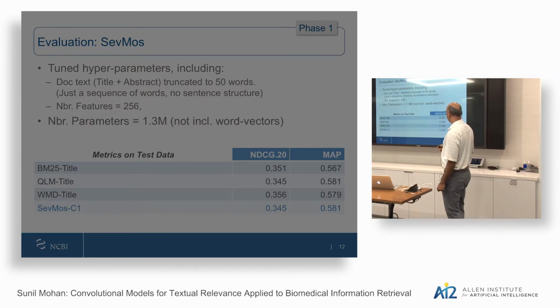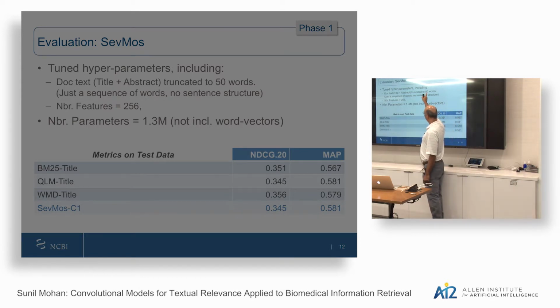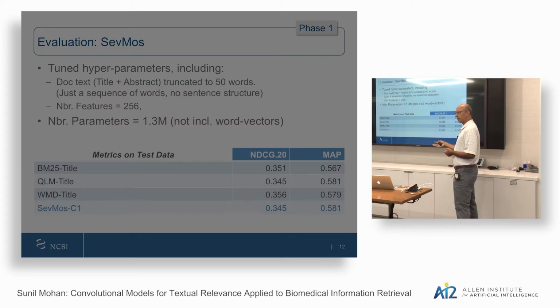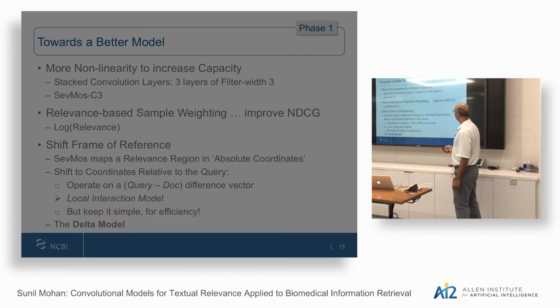So the first test for the SEV-MOS model, I tuned the hyperparameters, the L2 regularization and dropout levels. And I did some tests for the length of the document input, as I mentioned, and some tests on the number of features. Number of features refers to the number of convolutional filters. And so these seemed to perform the best. And as we can see, the results are not very encouraging. So the question now was, what next?